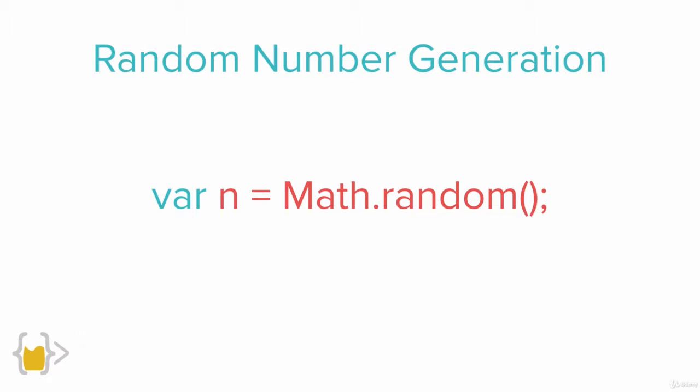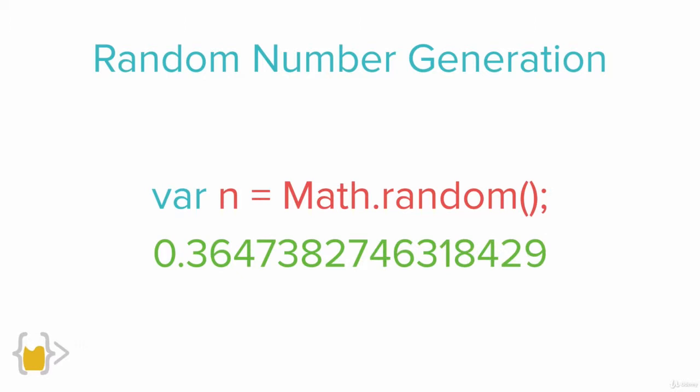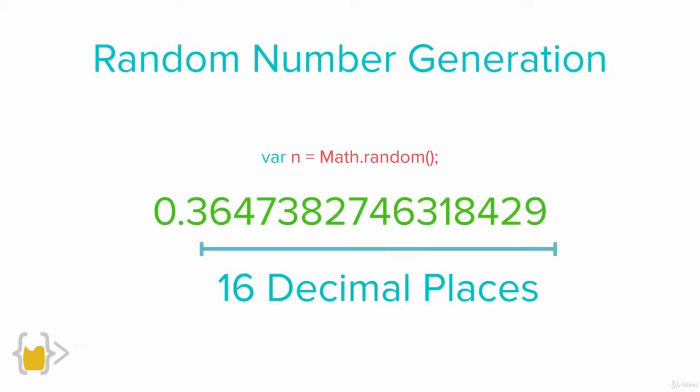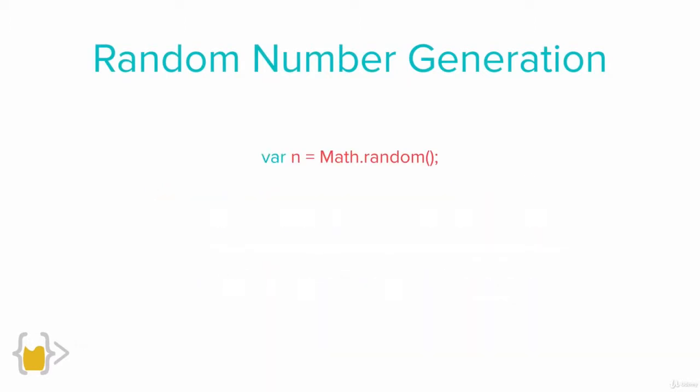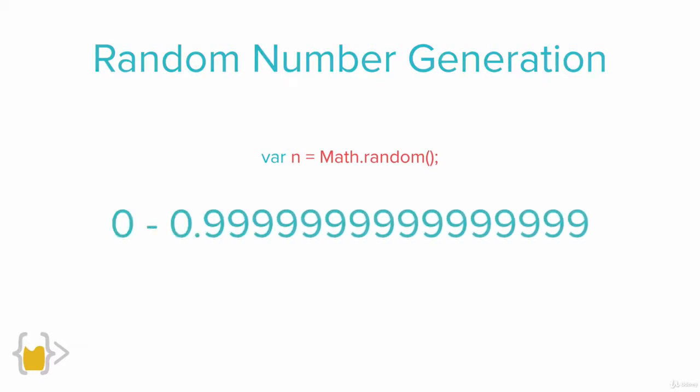So JavaScript has a really handy way of generating random numbers. As you can imagine, especially when you're creating things like games, you need a lot of random numbers to be generated. You can do this using JavaScript by simply writing Math.random. This is a function that generates a random number, and the random number that gets generated is a 16 decimal place number. It can be any number between 0 and 0.9999999. So essentially, it never reaches 1.